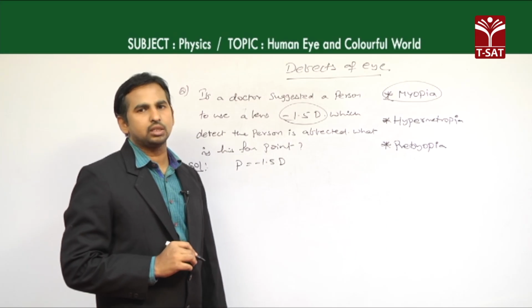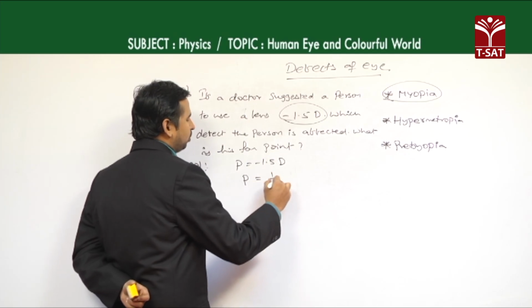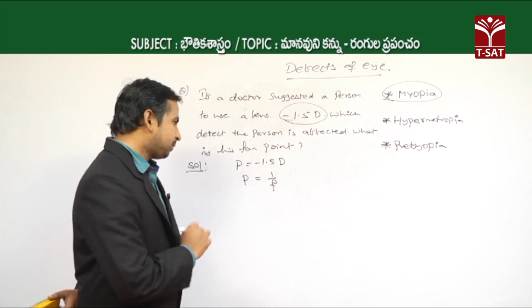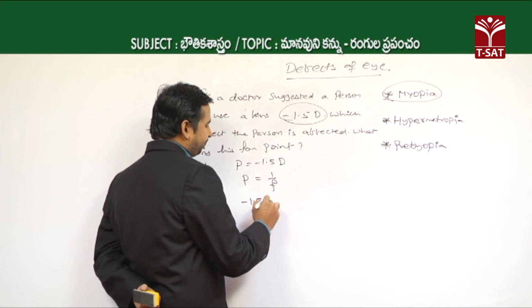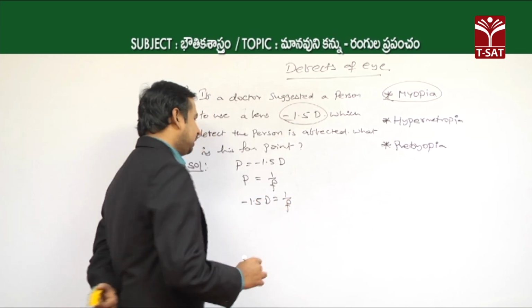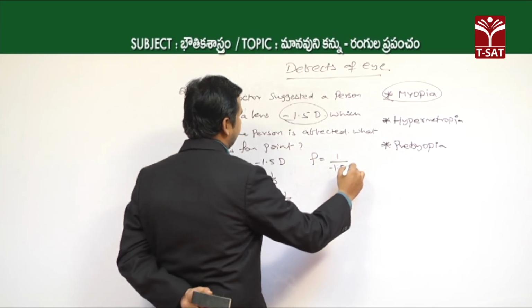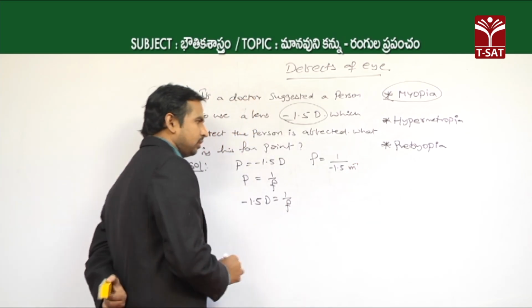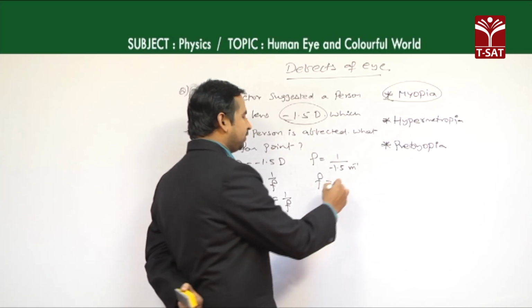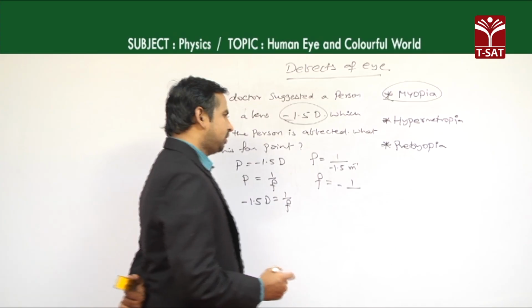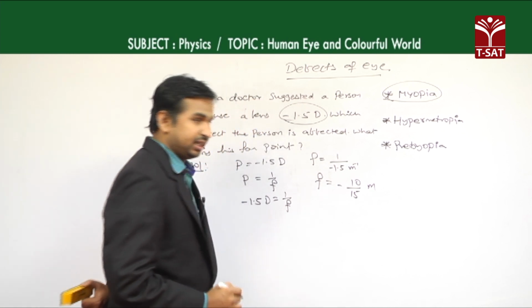As the power is equal to minus 1.5 D, we can find the focal length from P is equal to 1 by f. As P is equal to minus 1.5 D, is equal to 1 by f, then f is equal to 1 by minus 1.5 D, where D means meter inverse. Therefore, the focal length recommended here is minus of 1 by 1.5, which is 15 by 10, and meter inverse on coming to the numerator becomes meter.